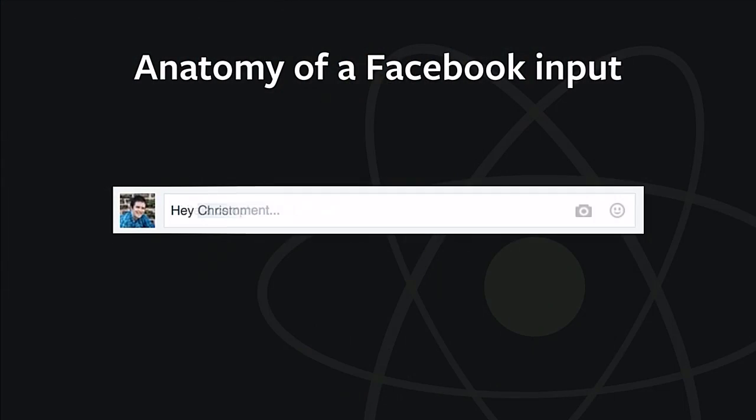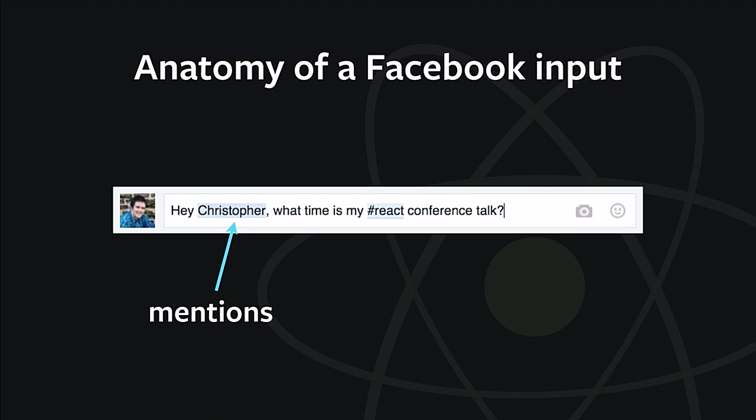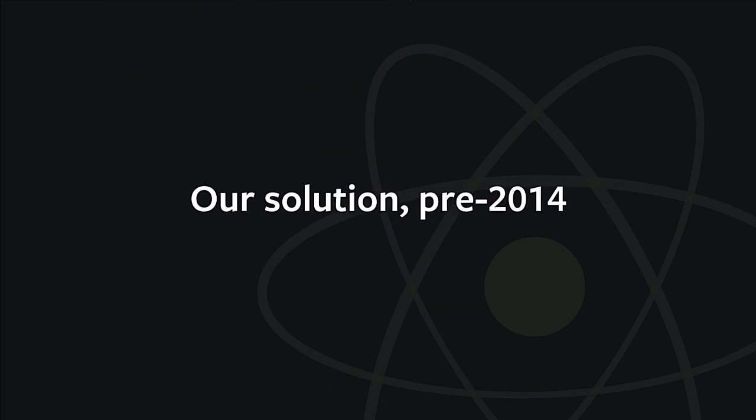So let's look at the anatomy of a Facebook input. Here's an example comment. I type in, "Hey Christopher, what time is my #React conference talk?" So it's not just plain text here. For one thing, we have mentions. I've tagged Christopher within the text. Another thing is that we have hashtags here. I've typed in a hash, written some text, and we decorate that too. So there's a little bit of rich text going on here beyond just the plain text.